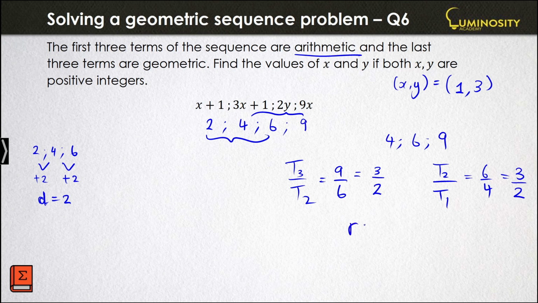So therefore, my common ratio value is 3 over 2 here, verifying that this is a geometric sequence as we were given. So the final solution would be this positive integer pair here, x is equal to 1, and y is equal to 3. And that is how we will solve this type of problem.